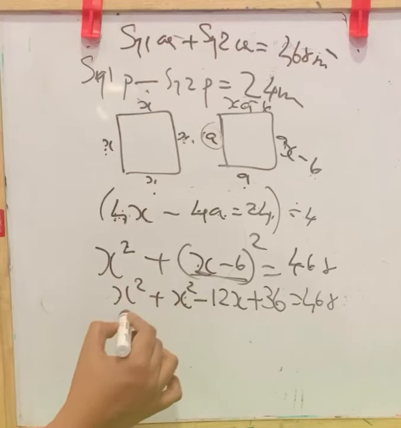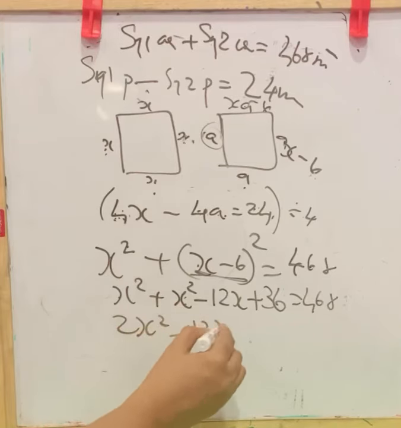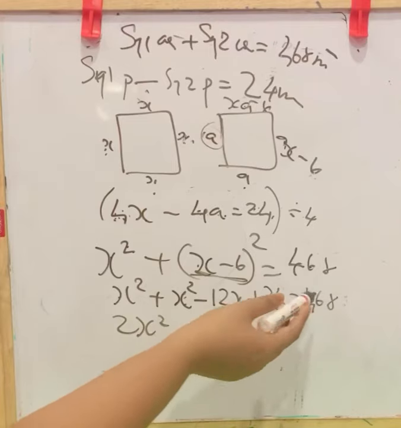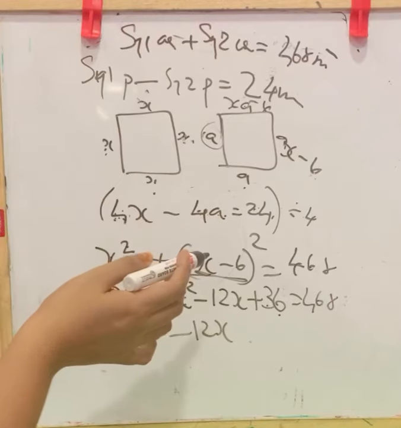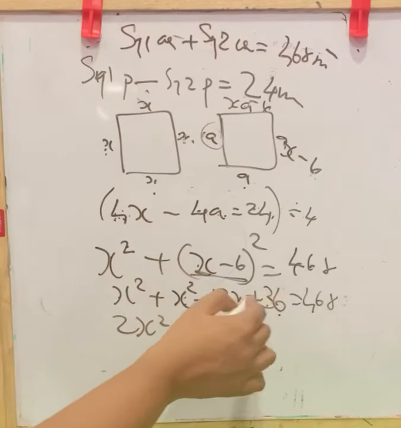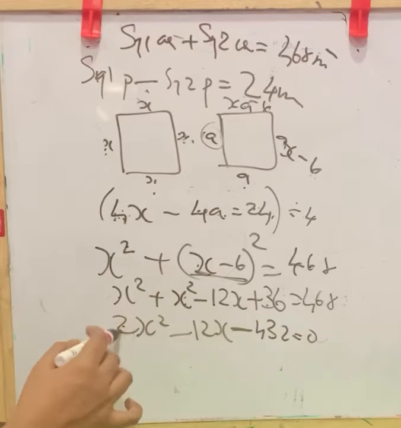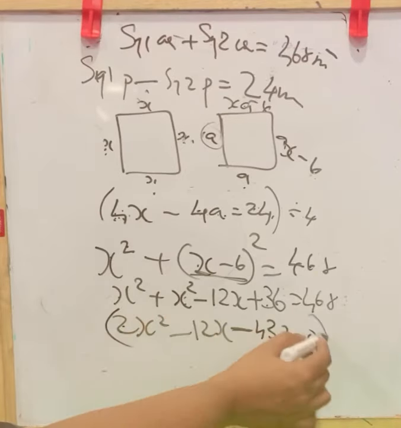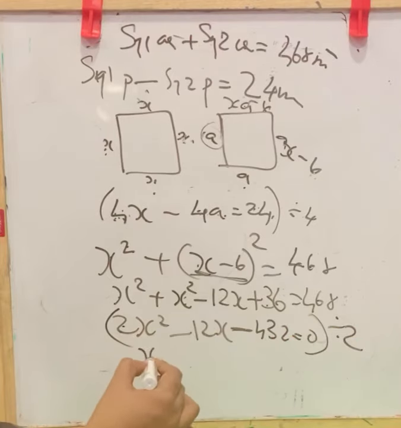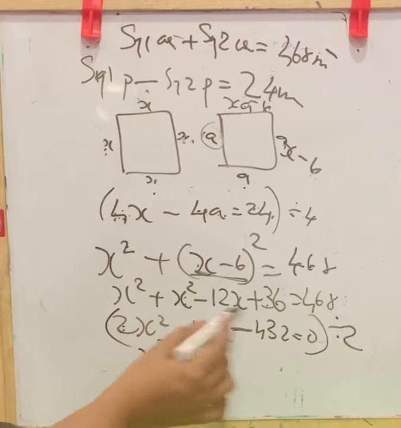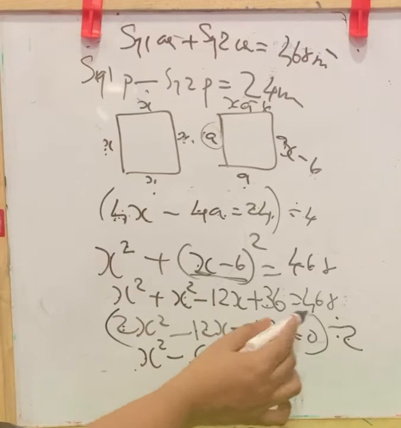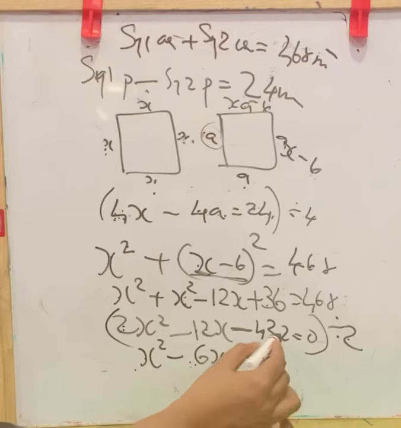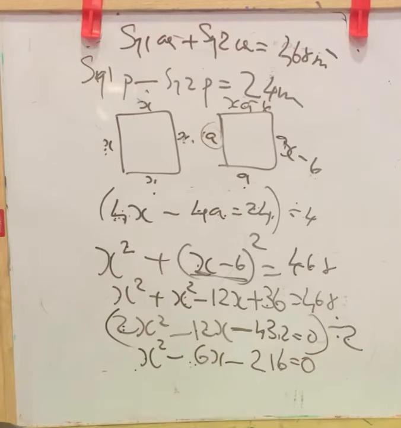X square plus x square is 2x square minus 12x plus 36 here. Taking this 468 to the LHS, it becomes minus 468. Minus 468 plus 36, the sign will be negative, and subtract it, 432, equal to 0. All the terms have common factor 2. We can reduce it by dividing with 2. So it becomes x square minus 6x, because 2 divided by 2 is 1, 12 divided by 2 is 6, minus 432 divided by 2 is 216 equal to 0. X square minus 6x minus 216 equal to 0.